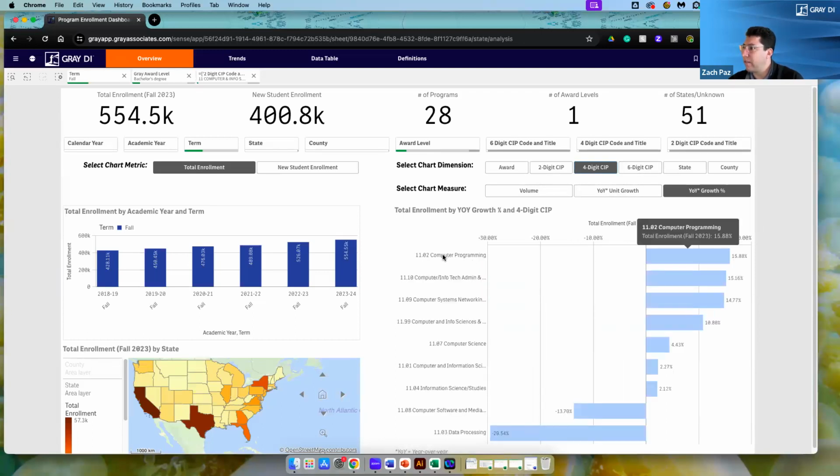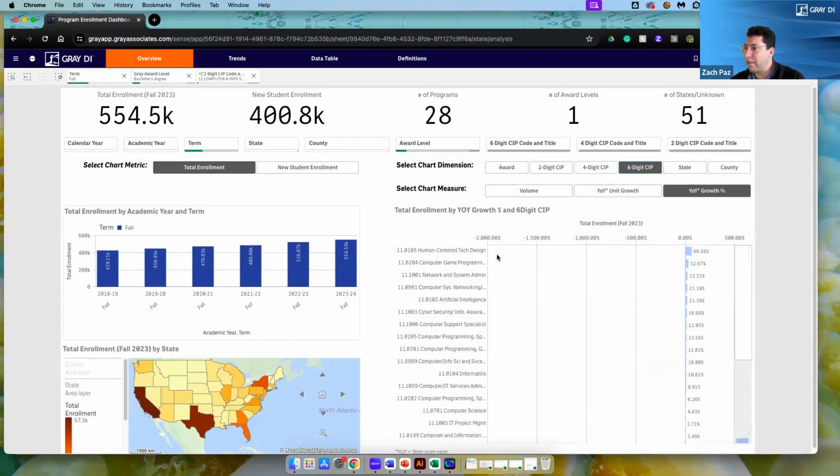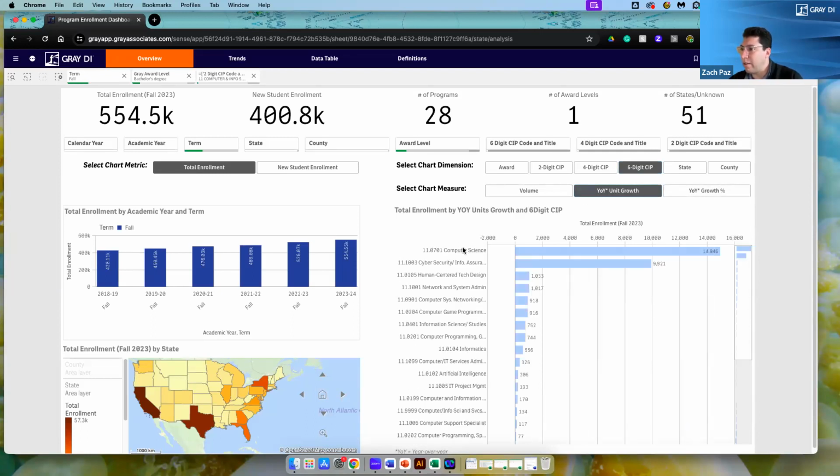We can then drill down even further. Some of the top growing in this 2-digit zip code are computer programming and computer and information tech admin. And so let's take one step even further. One thing that I've been seeing here, this one's pretty interesting. On a percentage basis, human-centered tech design is the fastest growing. And then if we switch to unit growth, computer science is just massive, and it's also growing. Well, there are 14,946 new or total enrolled in computer science in 2023 versus 2022. After that, cybersecurity. So computer science and cybersecurity are kind of leading this area in terms of growth.